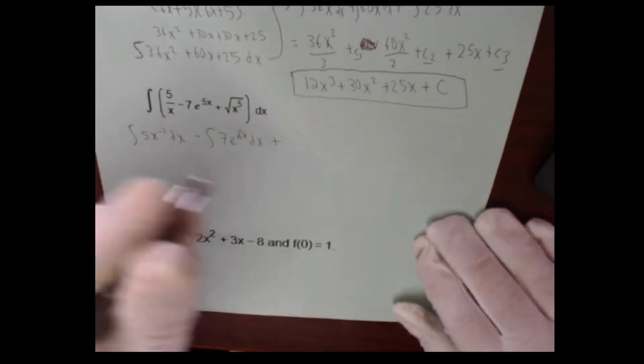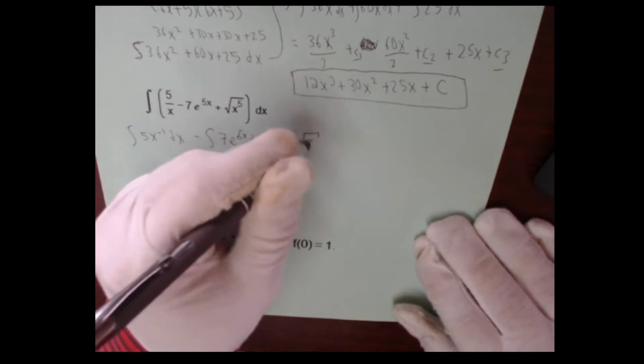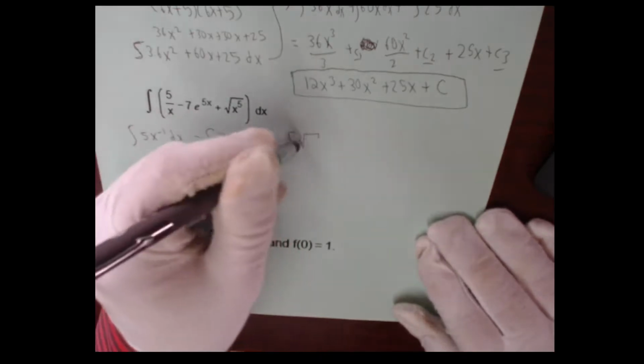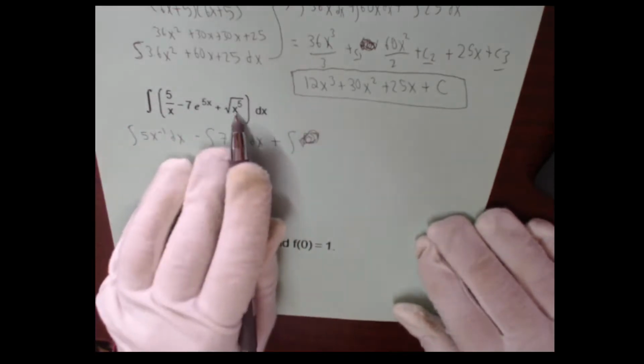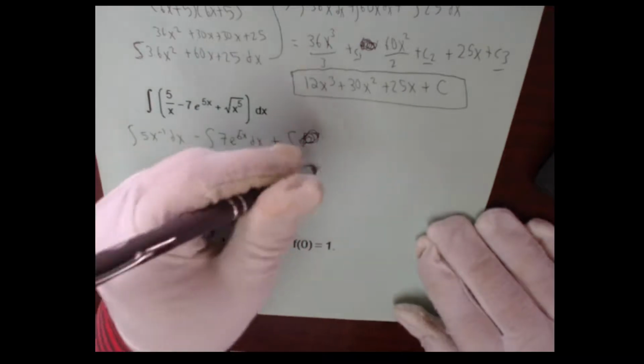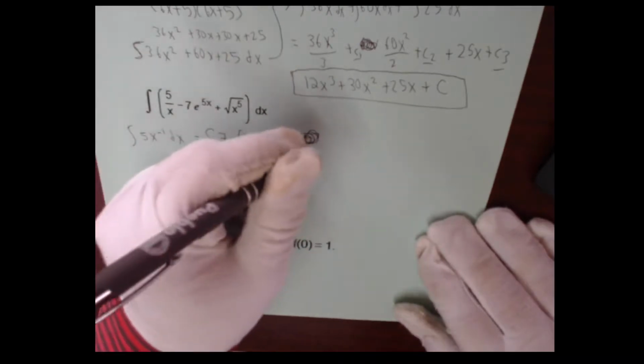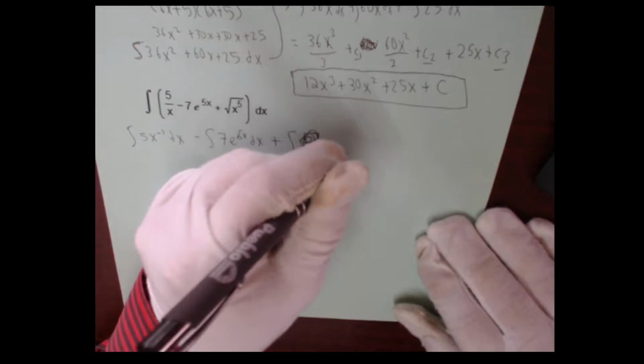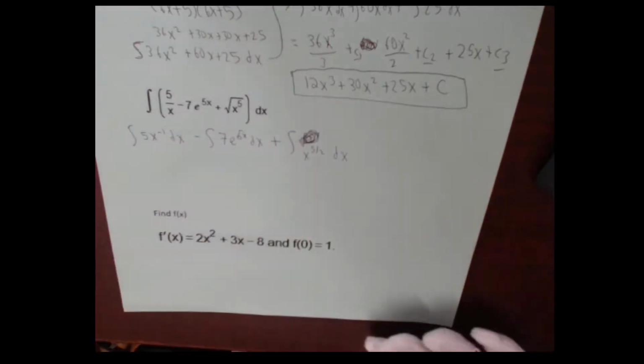Plus the integral of the square root. Oops, I'm not going to write it like that. Let's write the square root of x to the 5. Let's rewrite that as the integral of x to the 5 divided by 2 dx. That'll make it a little bit easier for us to do the power rule.